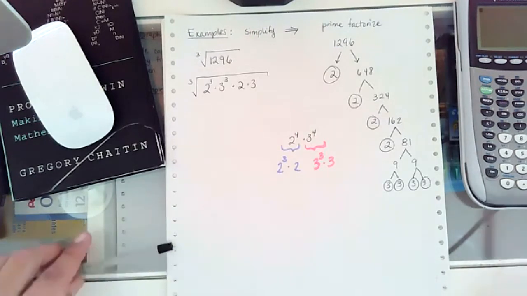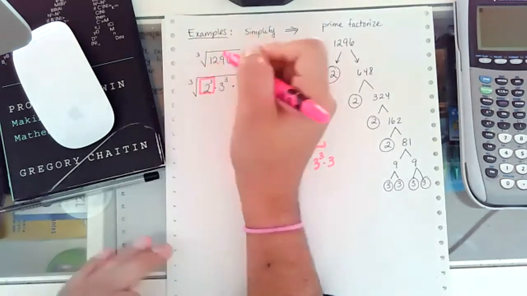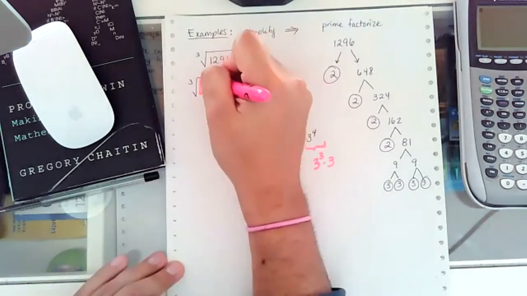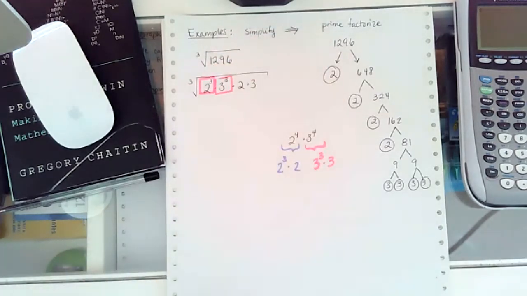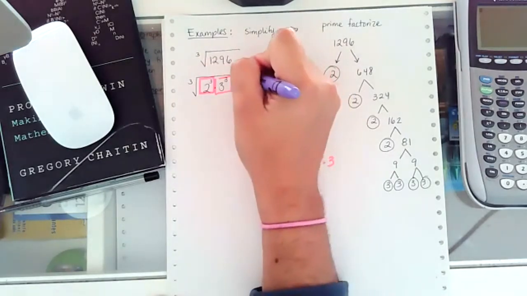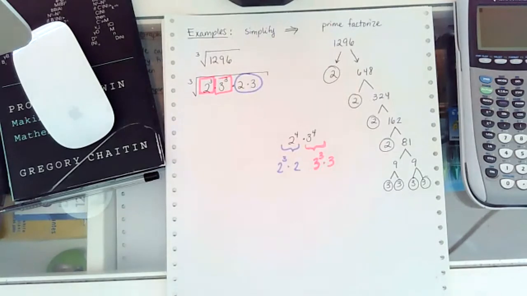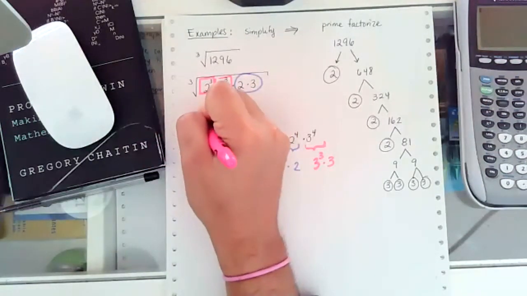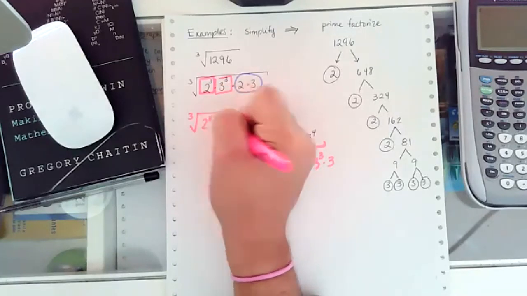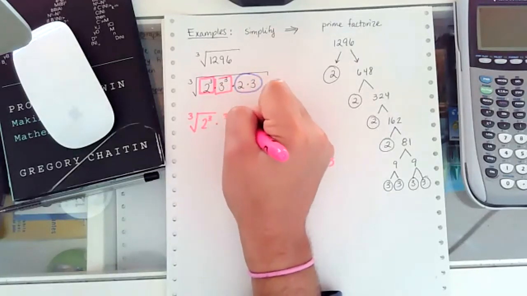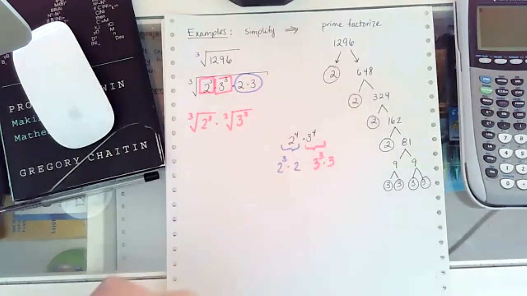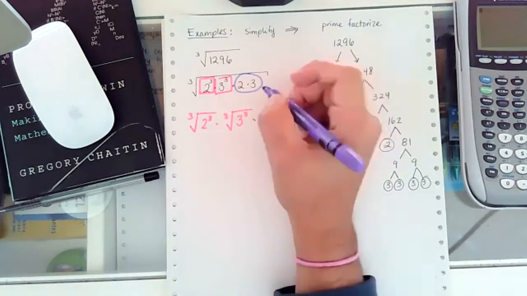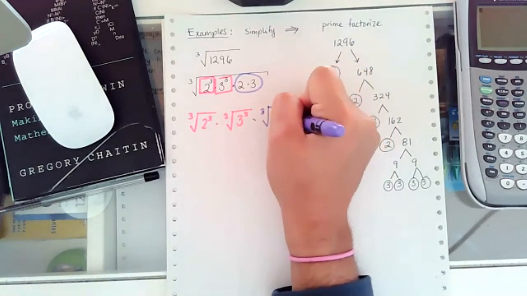What I'm going to do then is break up this term and this term into their own cube roots. But because these guys don't have an exponent, I'm going to put them back together and just multiply 2 times 3 and call that 6. So I will write this as the cube root of 2 to the 3rd power times the cube root of 3 to the 3rd power times the cube root of 6.